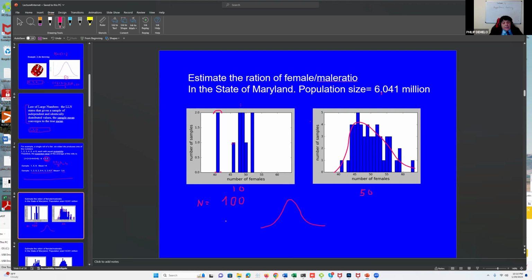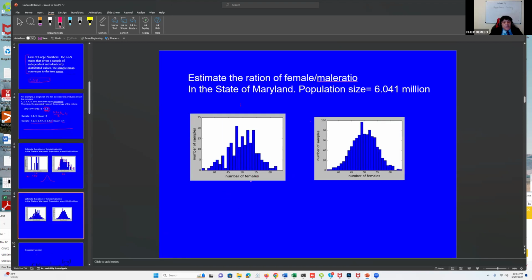Okay, so in this case, what I have to do is increase the number of experiments, which also follows the law of large numbers. So what I do here, I have 100 experiments, and here I have 200 experiments. So in 200 experiments, what I should do is question or study 20,000 people living in the state of Maryland. It's much better than 6 million, right?